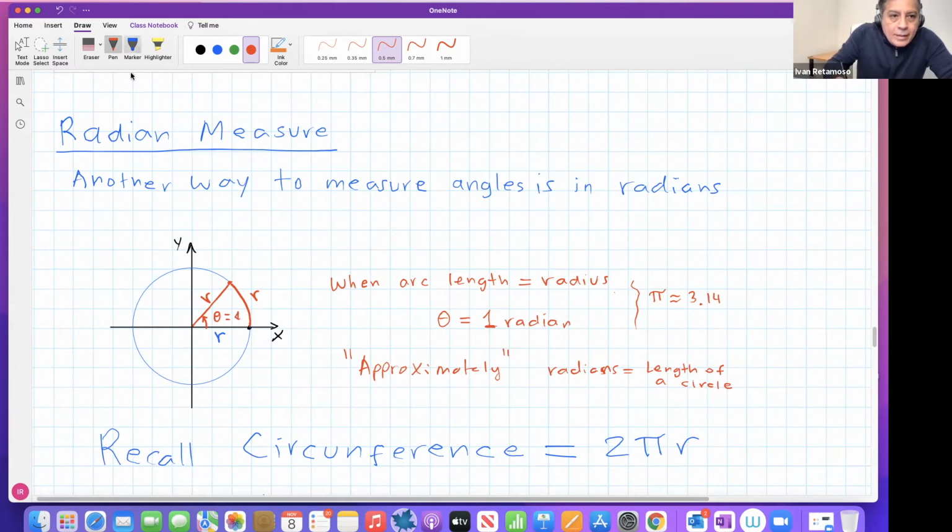One radian. Okay, so now notice first that this one radian is much bigger than 1 degree, right? It's much bigger. Remember the slice that corresponded to 1 degree was very small, but this radian is relatively big, right? One radian.